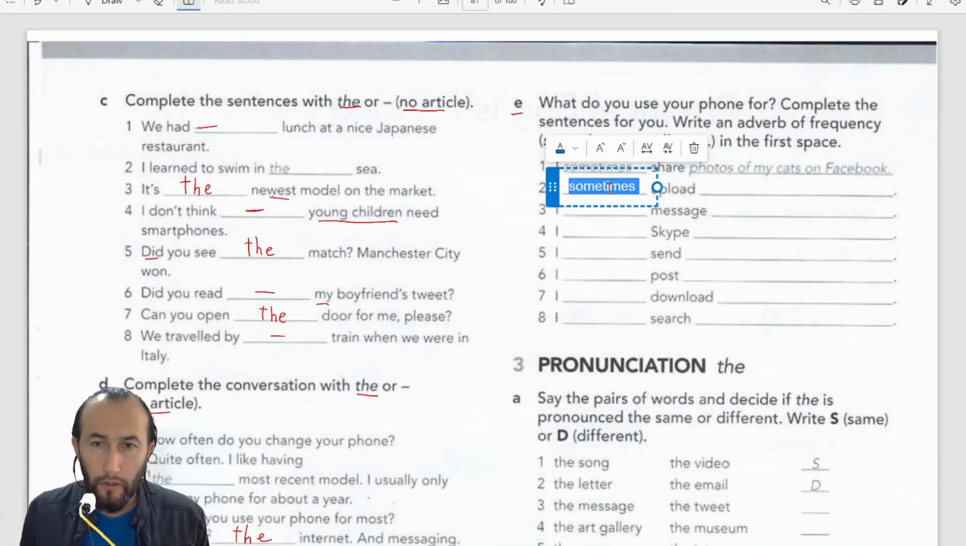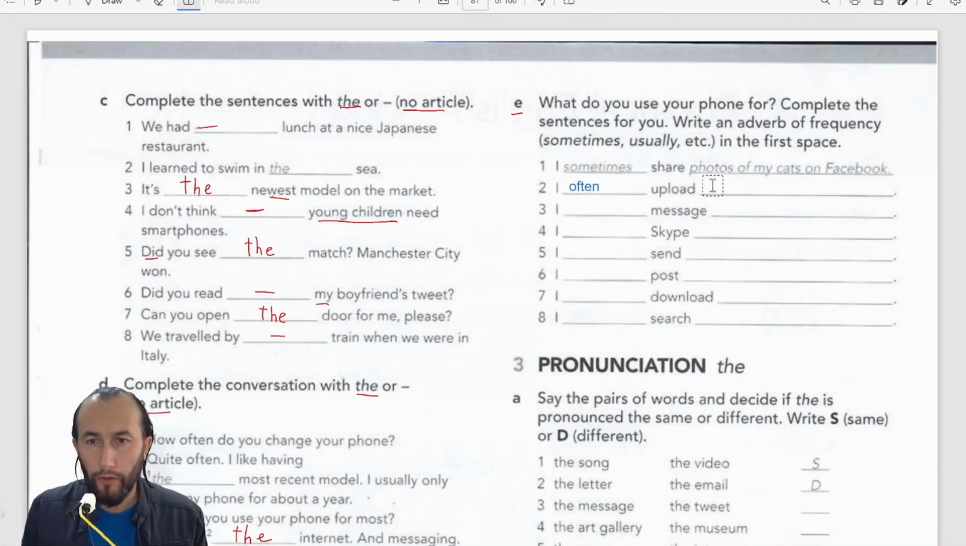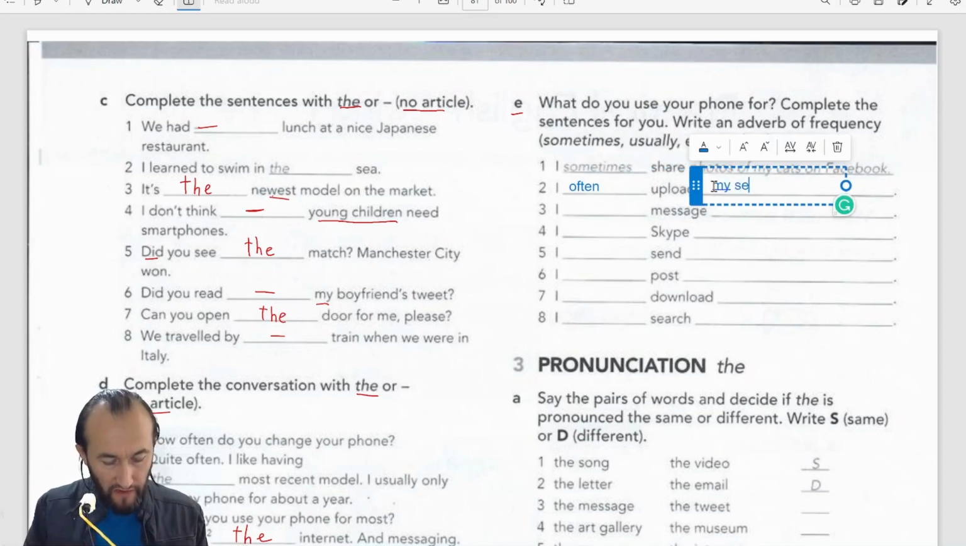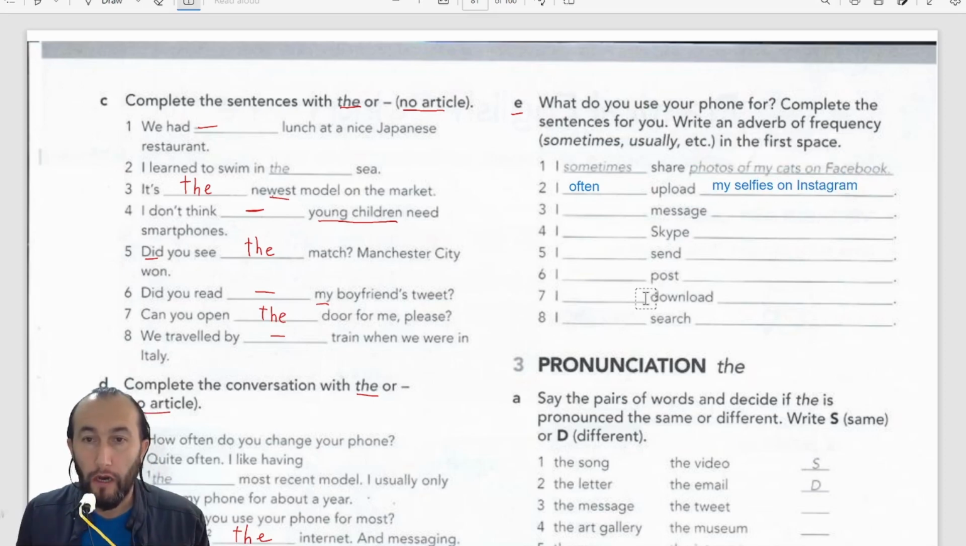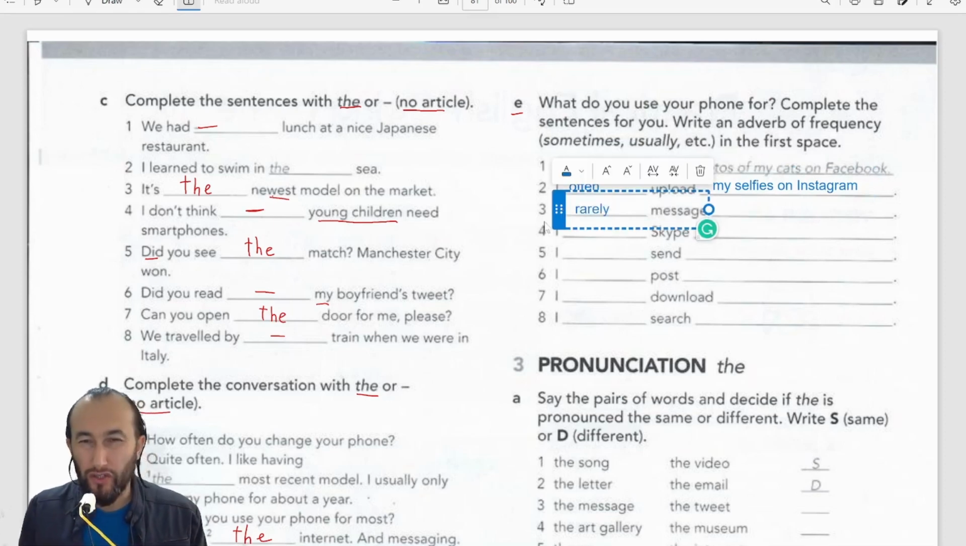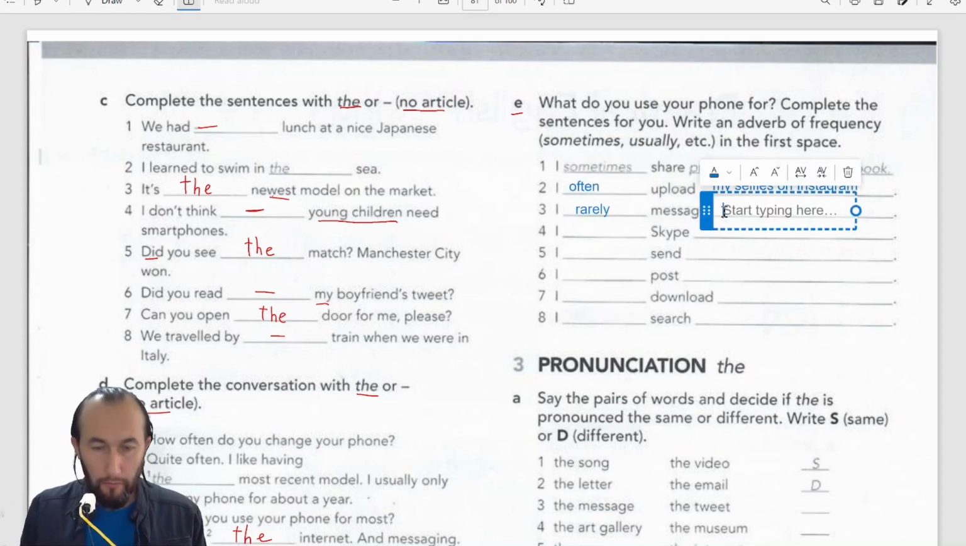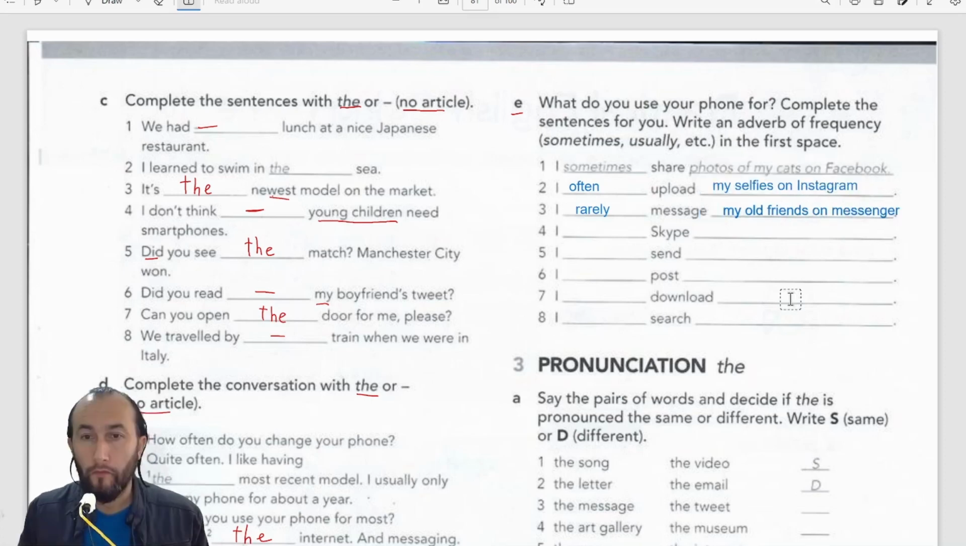Now, number one. Okay, let's write: I often upload my, let's say, selfies. Why not? I often upload my selfies on Instagram. It's just an example, right? Number three, I rarely message. Rarely means not a lot. I rarely message my old friends on Messenger.